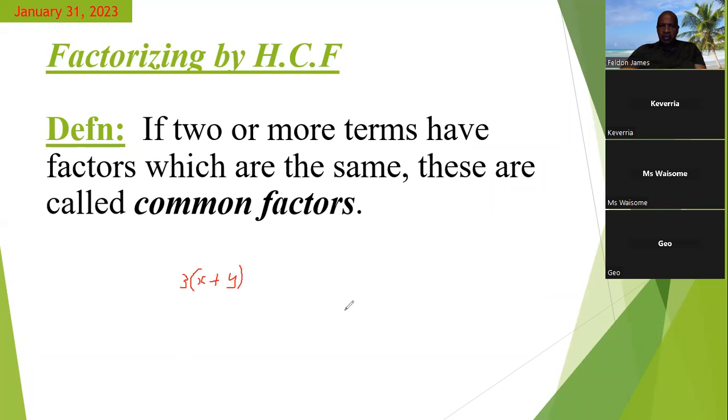Somebody quickly just walk me through how. Carry out the distributive law, sir, by using what is outside of the bracket to multiply what is inside the bracket. And what we would get from this is 3x plus 3y, sir. So we'll get 3x plus 3y. And I hope everybody understands how to get this.